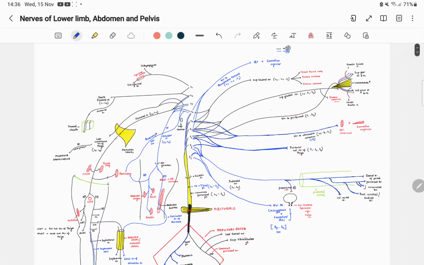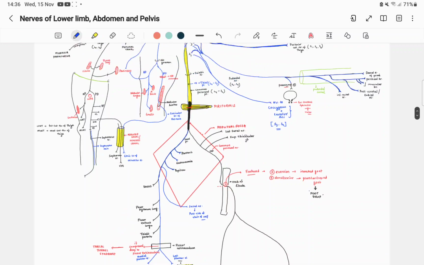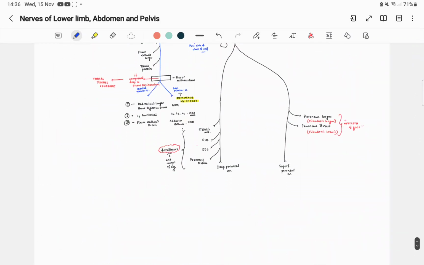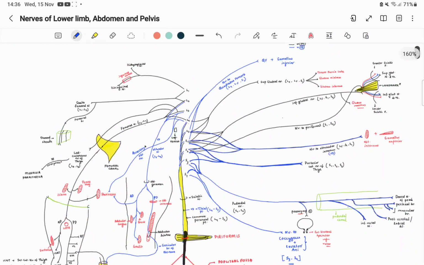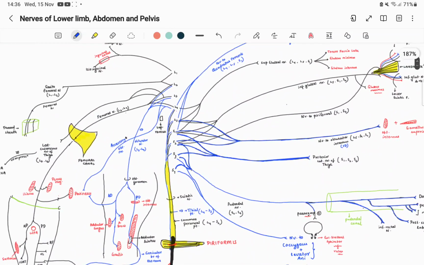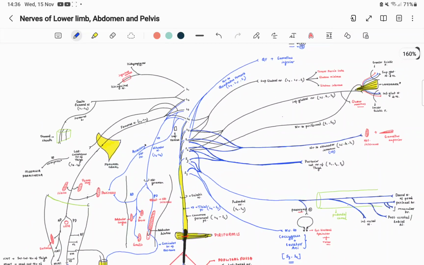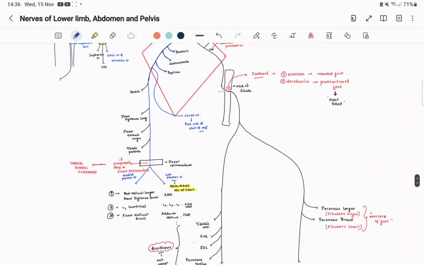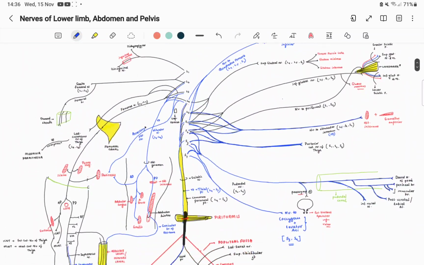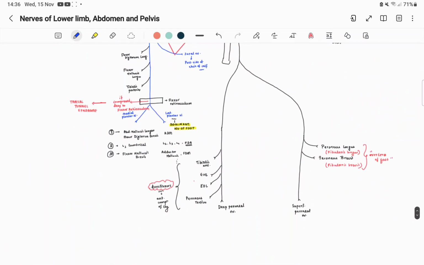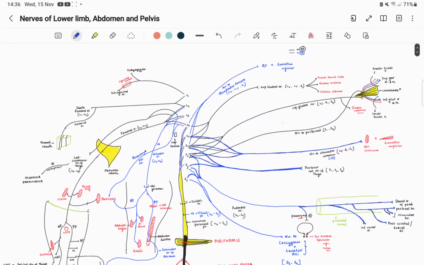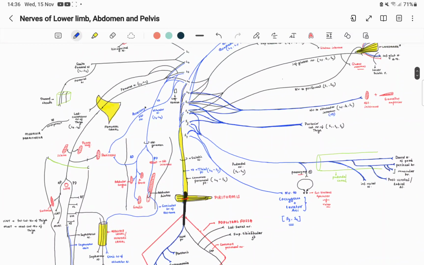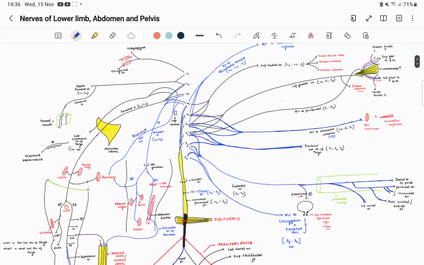So here we discussed all the nerves of the leg, foot, and the thigh: the anterior compartment, middle compartment, the posterior compartment, and even the lumbar plexus and the sacral plexus also. We discussed how they are running, the course of the nerves, which canals they are passing through, and what the root values are. So here are the complete nerves of your lower limb, abdomen, and pelvis. I hope all that made sense.